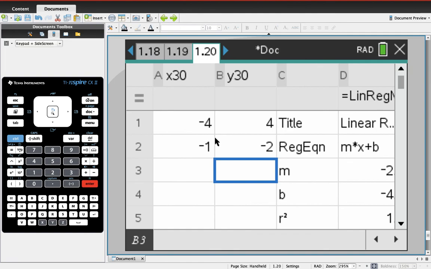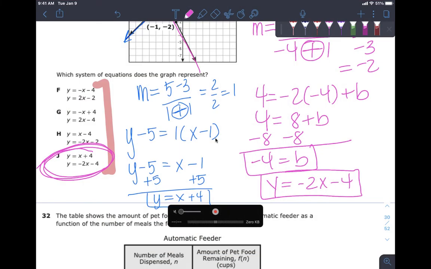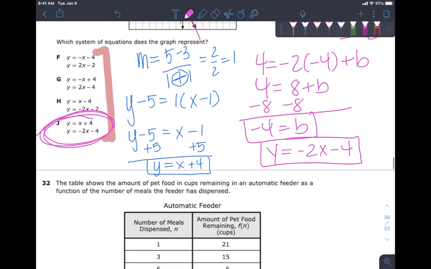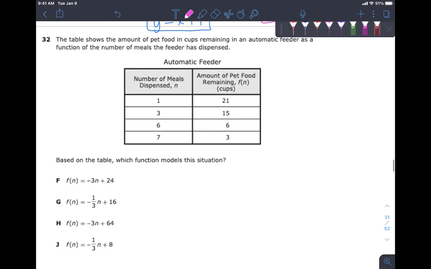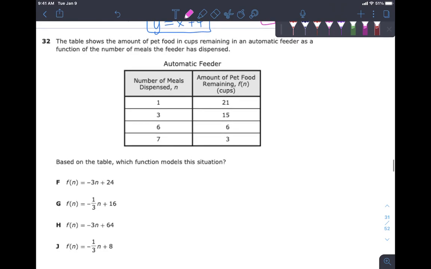For example, like in this problem, we may have to run 2 regressions. So it gave me the same exact answer. So the answer choice that we selected is 100% correct. All right. Let us go ahead and take a look at number 32.